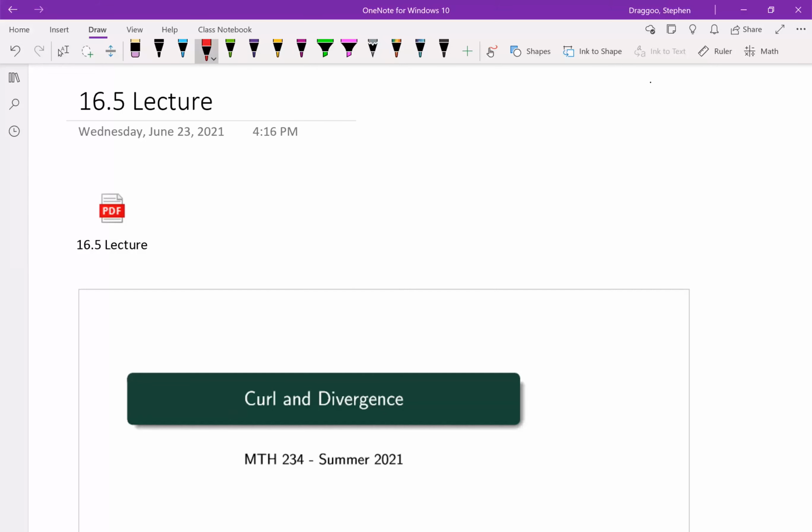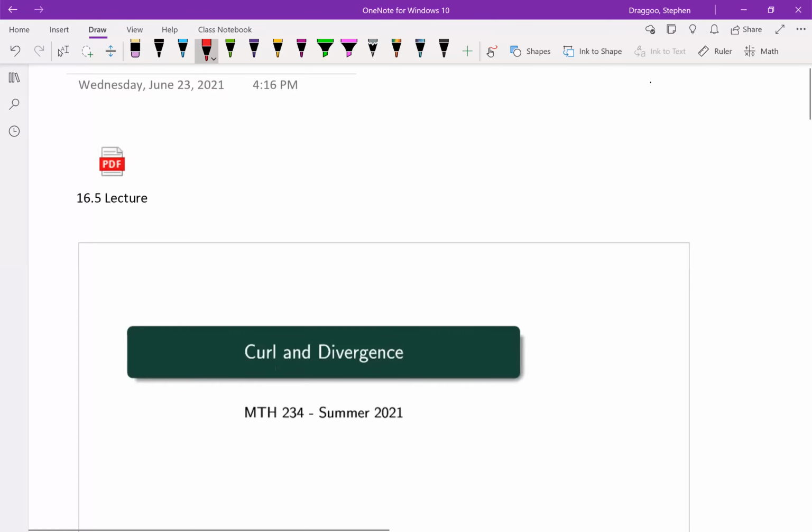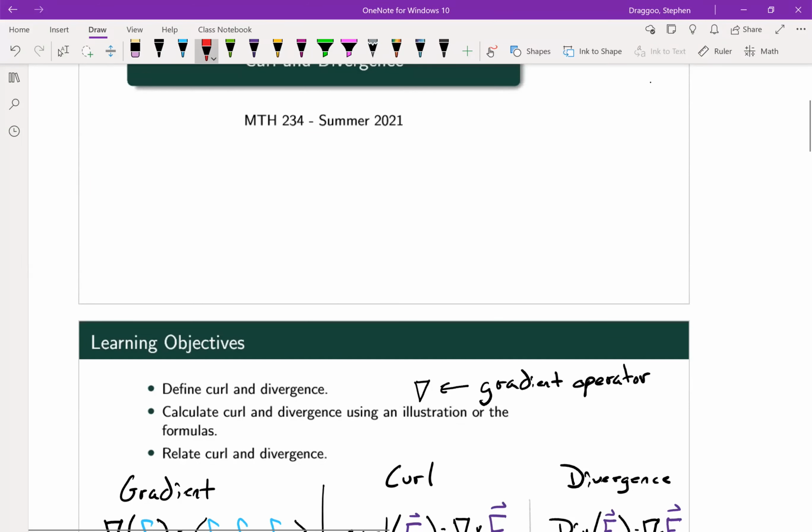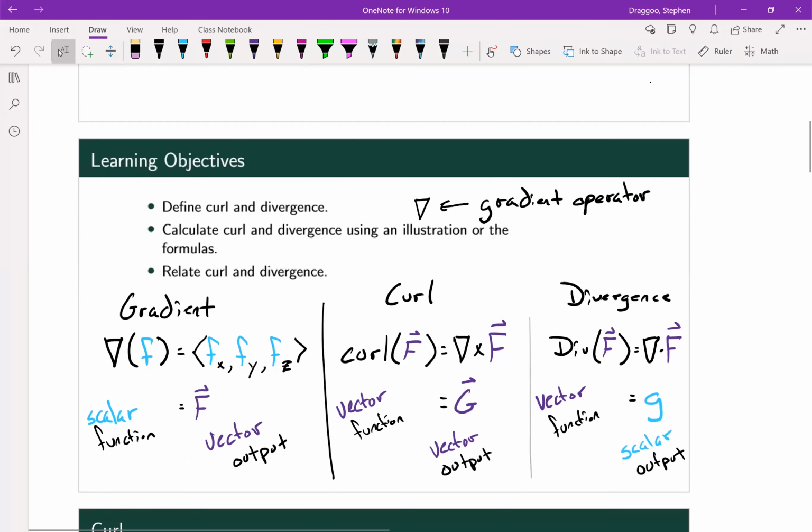All right, let's take a look at section 16.5, which will cover curl and divergence. So a few more learning objectives this time. First, we'll define what the curl and the divergence are. Then we'll calculate both of those things using some illustrations and some formulas. We can get an idea of what the curl and divergence actually mean. And then we'll try and relate the two together.